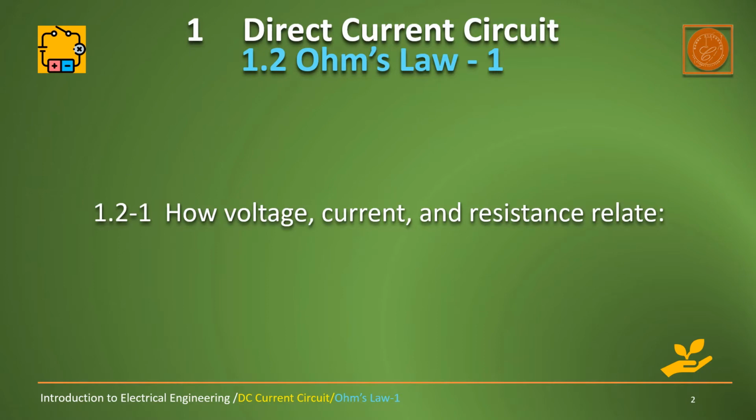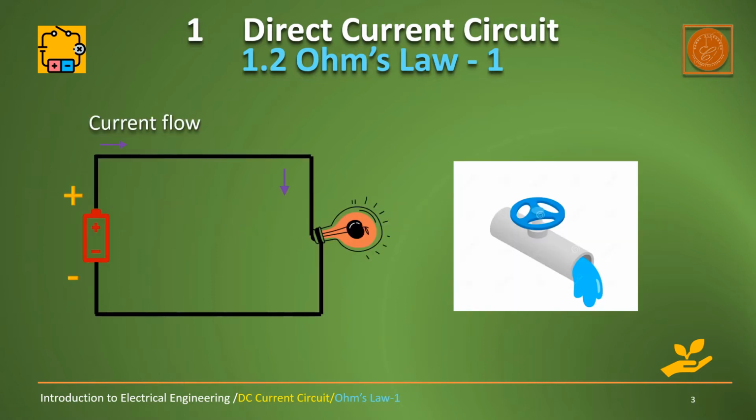1.2-1: How voltage, current, and resistance relate. This is the electrical circuit. We learned this circuit in previous videos. This is the battery, and this is the lamp.